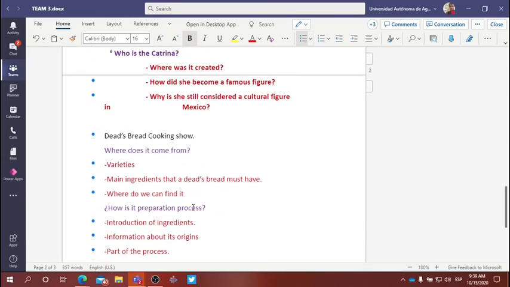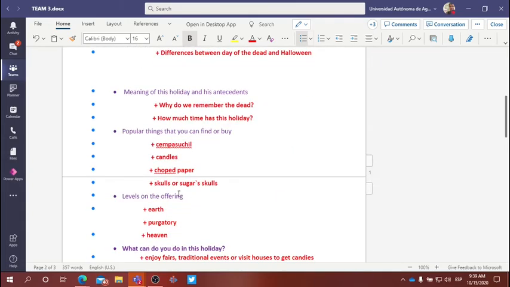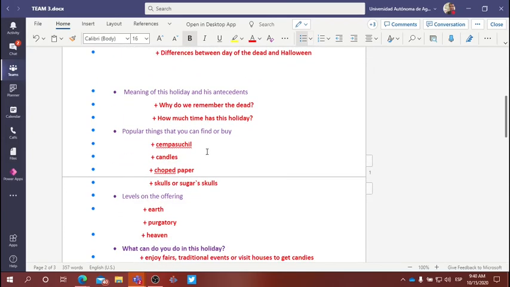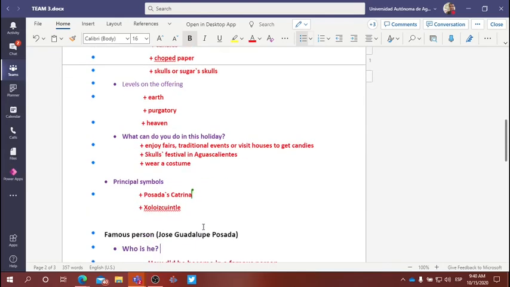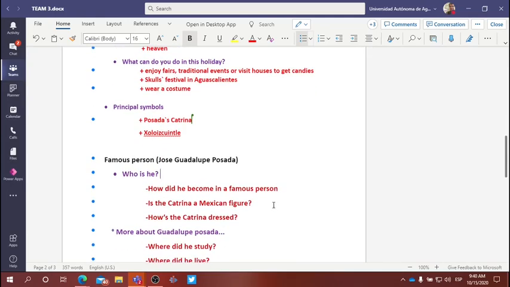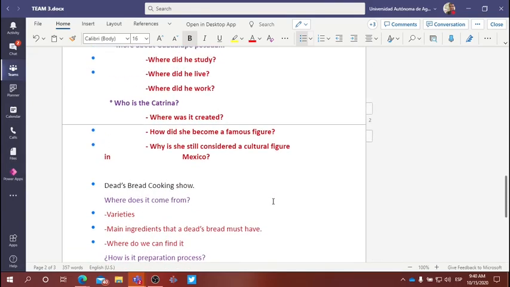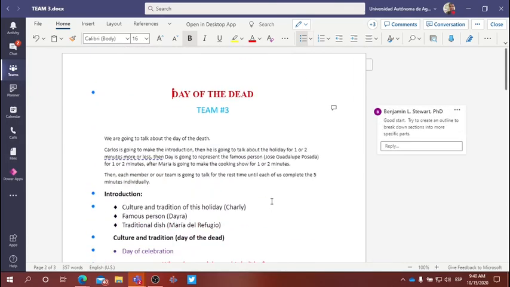Okay. So I would try to be more consistent in the bullet points and try to offer a little bit more detail. I'm looking here at popular things that you can find and buy. So let's see, culture, day of the dead, meaning. Yeah, so you have some good level of detail here, right? You've got some good information. It's just a matter of organizing it in a way that is going to be helpful. And yeah, so does that make sense, guys?